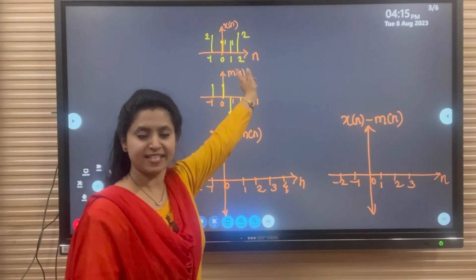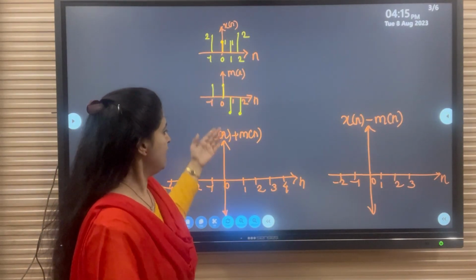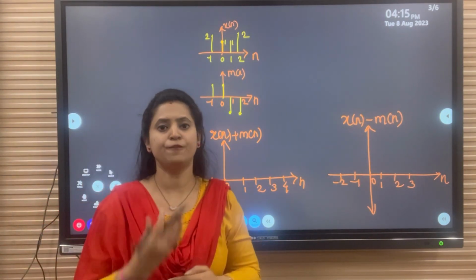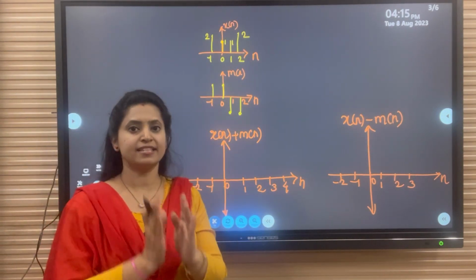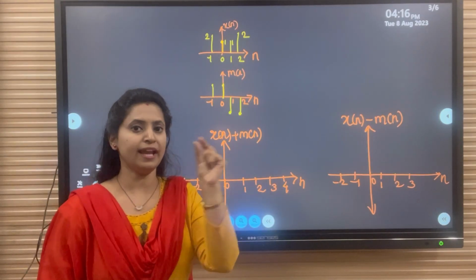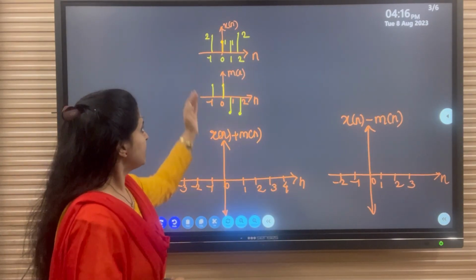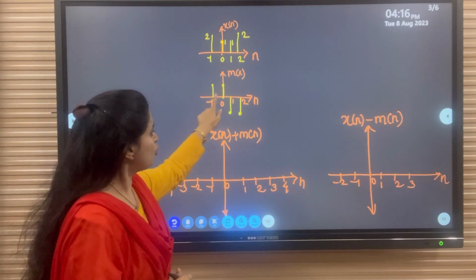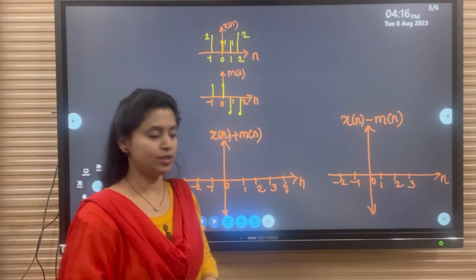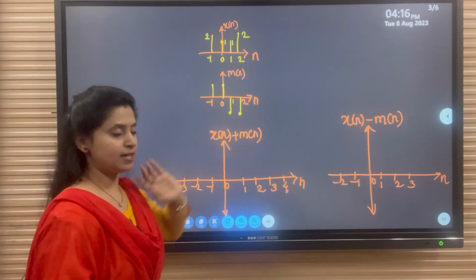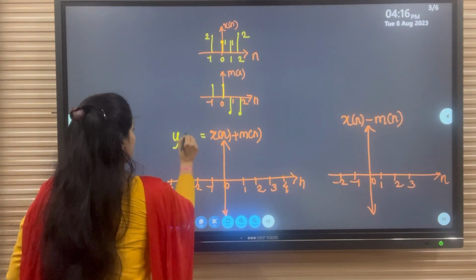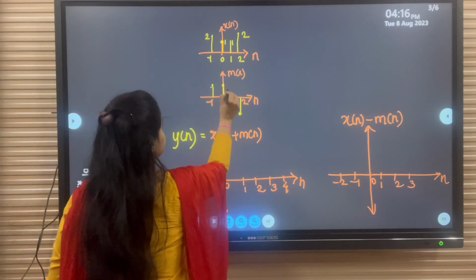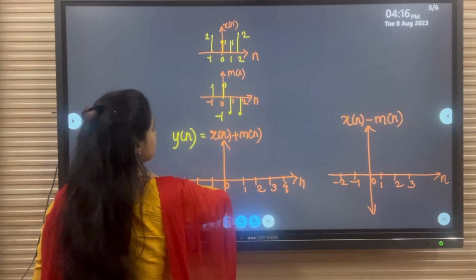Now suppose I am having discrete time signals x of n and m of n, and I have to perform addition of these two signals. The procedure is the same, the only difference is that these signals are discrete time signals, meaning those are available only at discrete instants of time. So here it is not necessary to consider continuous time intervals. Only those values which are given, we have to consider, and then the remaining procedure is completely the same. So to add these two signals, simply consider these amplitudes. Here this amplitude is equal to 1, this amplitude is equal to minus 1.